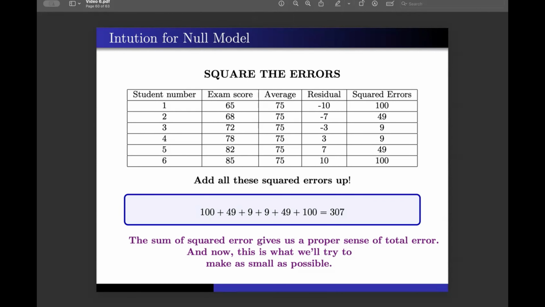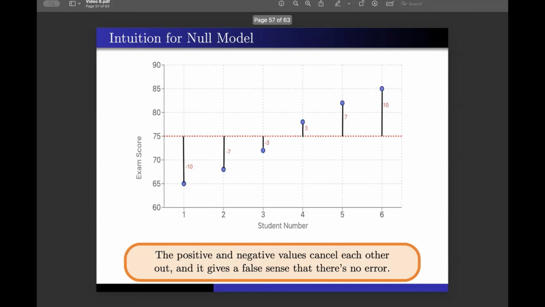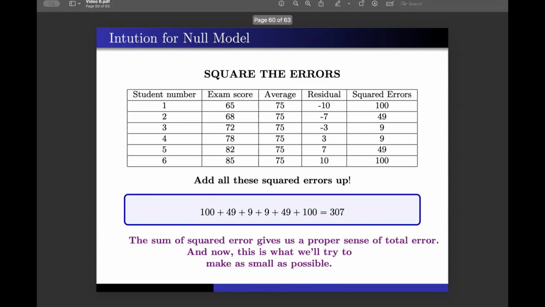This sum of squared error gives us a proper sense of total error. And this is what we'll do. We'll try to minimize the sum of squared error instead of minimizing just the sum of the error term. Why? Because sometimes the error can take a negative value, sometimes a positive value, and adding them might cancel out and give us 0. That would give us a false sense that there is no error. Whereas when we square them, we have all positive quantities, and that gives a proper sense of the total error present in the model.